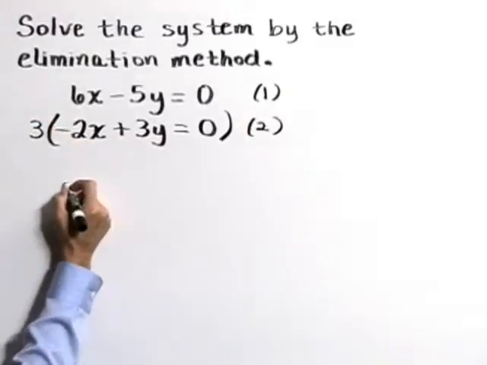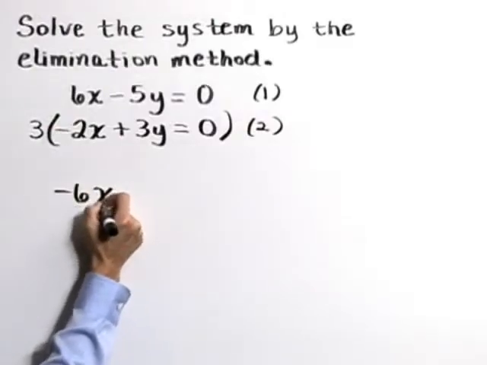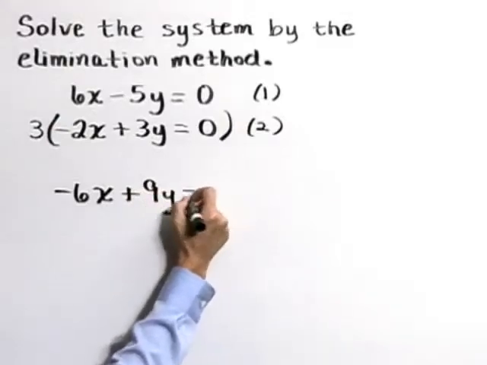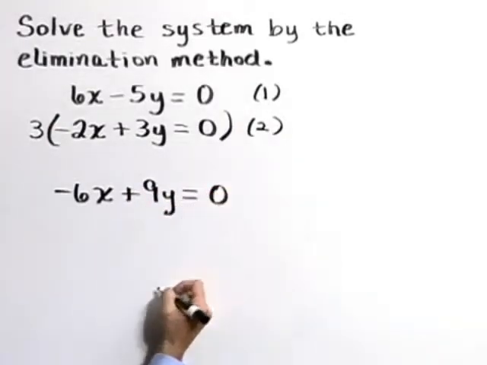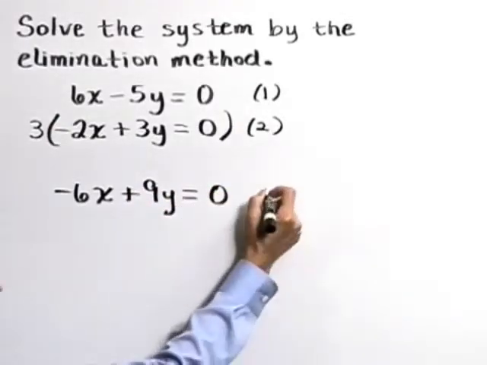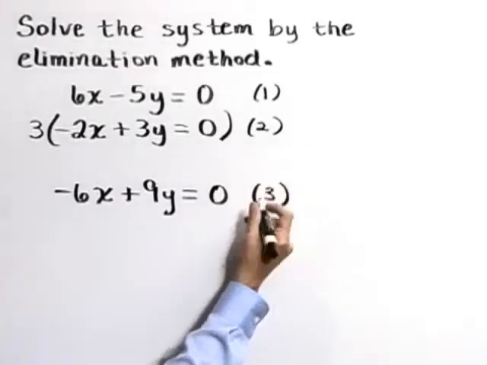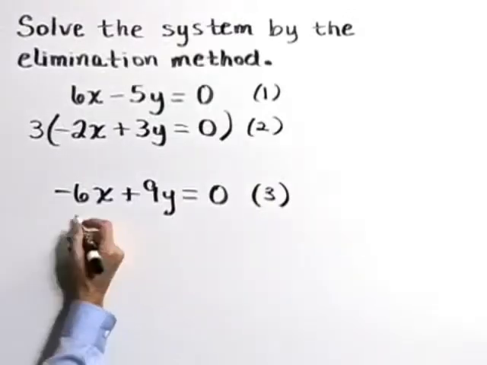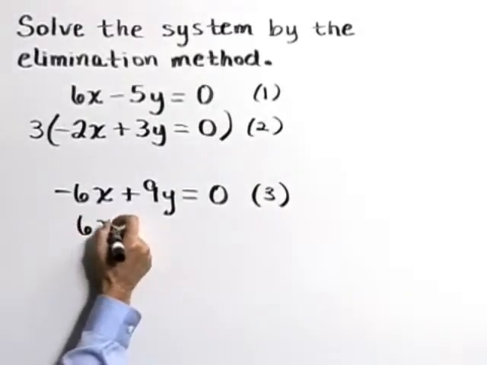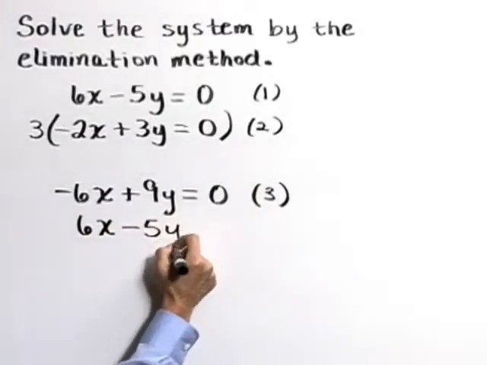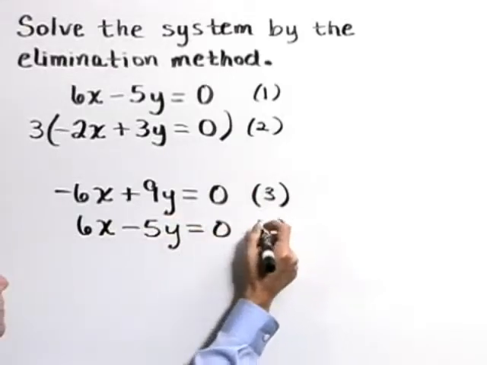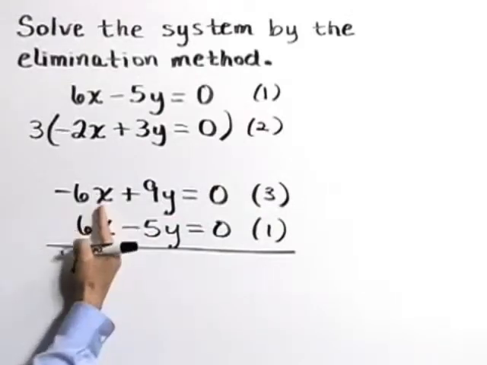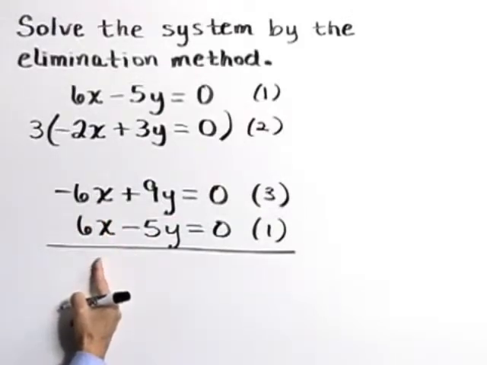3 times the negative 2x is a negative 6x. 3 times the 3y is a plus 9y, and that's equal to 3 times 0, or 0. I'm going to go ahead and label that as equation number 3 since we've changed number 2 up a little bit. Let's just rewrite equation 1 now, which is 6x minus 5y is equal to 0. And now let's add the two equations. Our x variable is indeed eliminated.